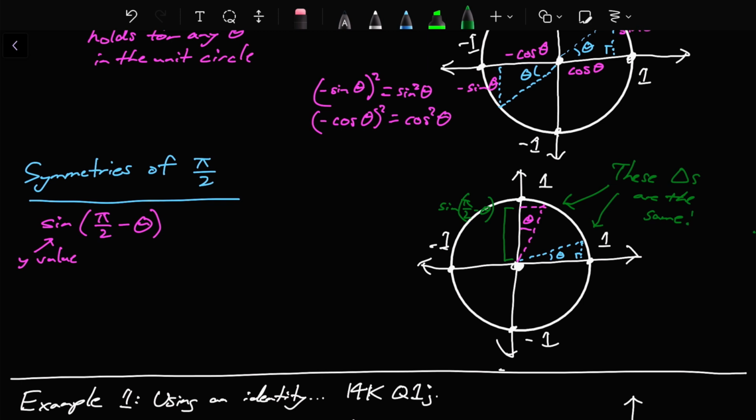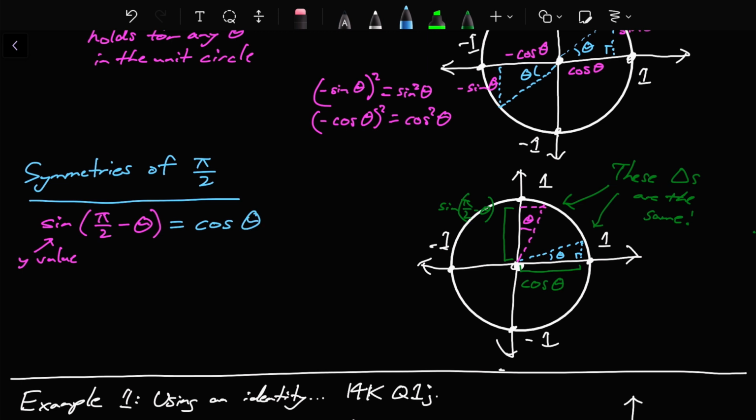Or, well, actually, they're the same because of angle, angle, side, if you remember your congruence proofs. But that's not super important. What we just need to understand is that they are the same triangle, which means their side lengths are the same, which means these long side lengths are going to be the same, these green ones. And what is the length of that second green line? Well, this is actually just equal to cos of theta, right? It's the x value, or that distance, which means we can say sine of pi on 2 minus theta is just equal to cos theta.